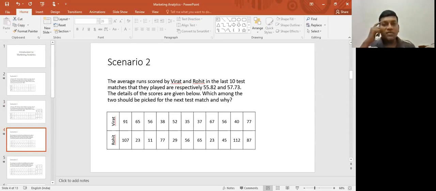Average runs scored by Virat and Rohit in the last 10 test matches that they played are respectively 55.82 and 57.73. Details of the scores are given below. Which among the two should be picked for the next test match and why? Data is given to you. It's there in the Excel sheet which I've shared with you.